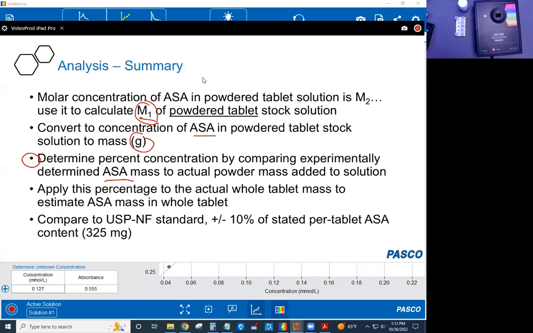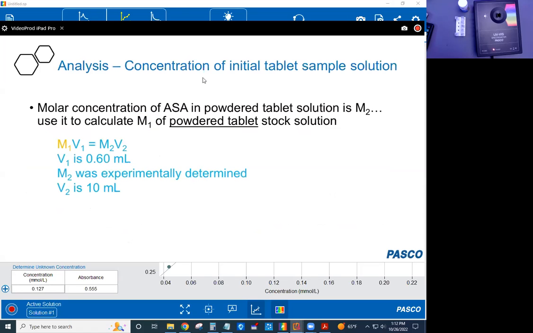And if we know the percentage of acetylsalicylic acid in a small sample, we can then apply that percentage to the entire tablet to tell us how many grams of acetylsalicylic acid are in the whole tablet. And I'm going to walk through each of these calculations in a second. Then finally, we can compare and see, are we within plus or minus 10% of 325 milligrams, because that is the standard set by the US pharmaceutical and national formulary standards. Here we go.